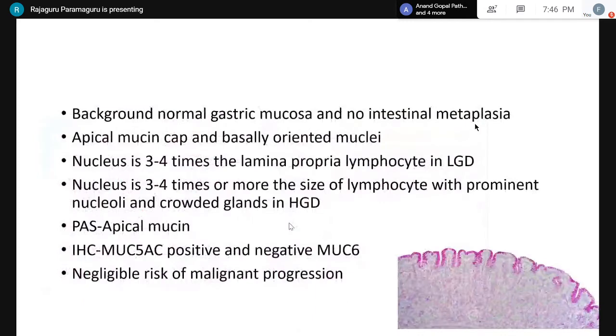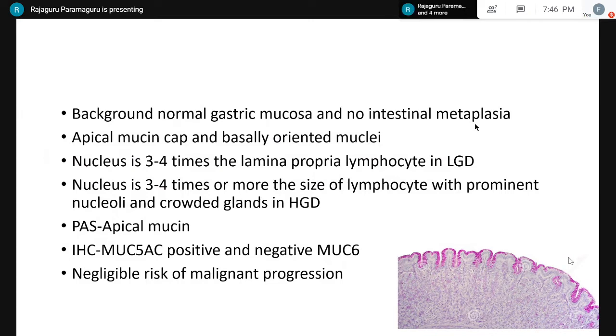The foveolar dysplasia is usually seen with a normal gastric mucosa, with no inflammation and no intestinal metaplasia. In the figure here, you can see that the apical mucin is very well demonstrated with PAS positivity. So this can help in differentiating it from an intestinal type of adenoma. It is important because the risk of progression to malignancy is negligible in a foveolar type of dysplasia compared to that of an adenomatous dysplasia.